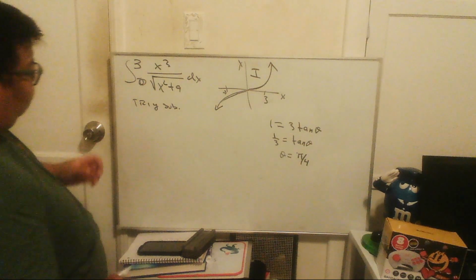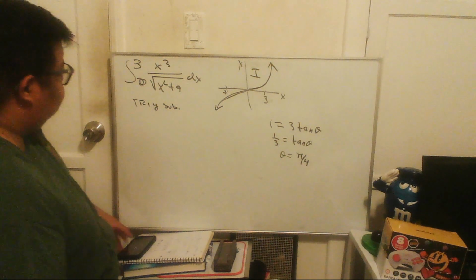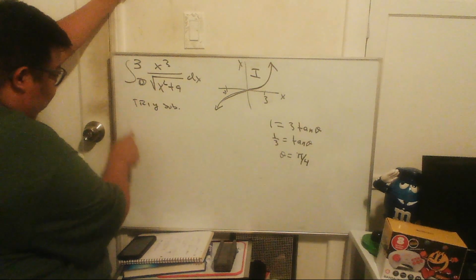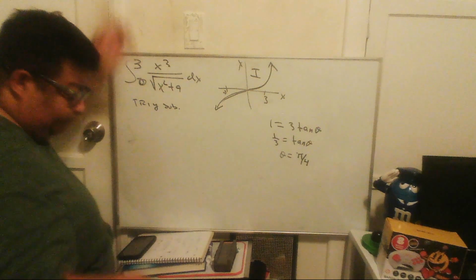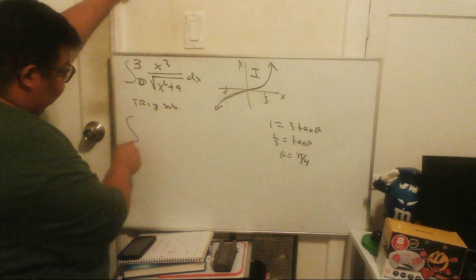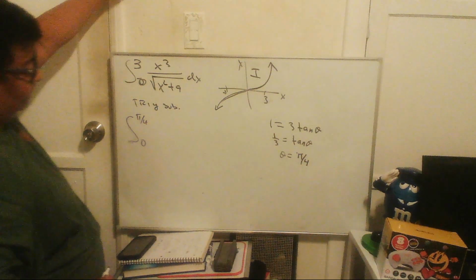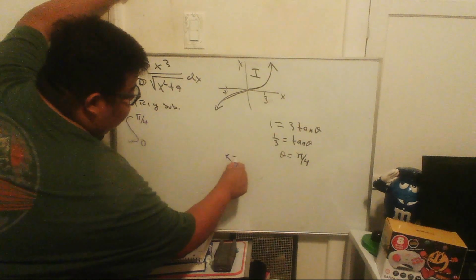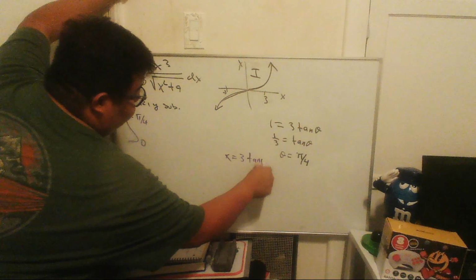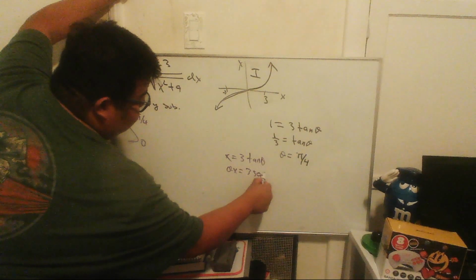Okay, so now that we have the new limits, this integral will become zero to pi over 4. Now, I told you that x is equal to 3 tangent theta. That means that dx is equal to 3 secant square theta.